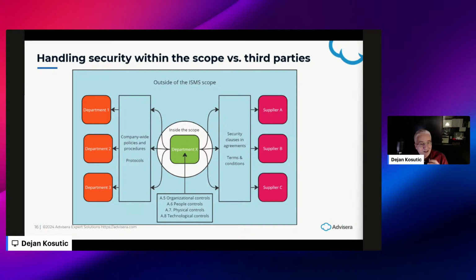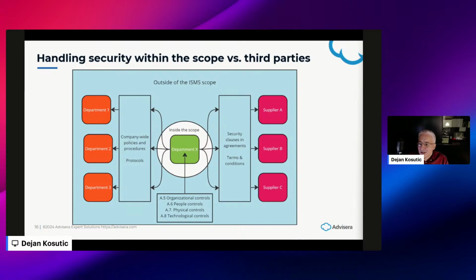In this case, you actually have to regulate this relationship between the IT department and R&D department, which are within the scope, through company-wide policies and procedures or some protocols. And this is how you impose on these other departments outside of the scope the security rules they have to follow. So in this case, you can define some security policies for the HR department as well, even though they're outside of the ISMS scope. So this is the way to do it for departments which are not part of the scope.